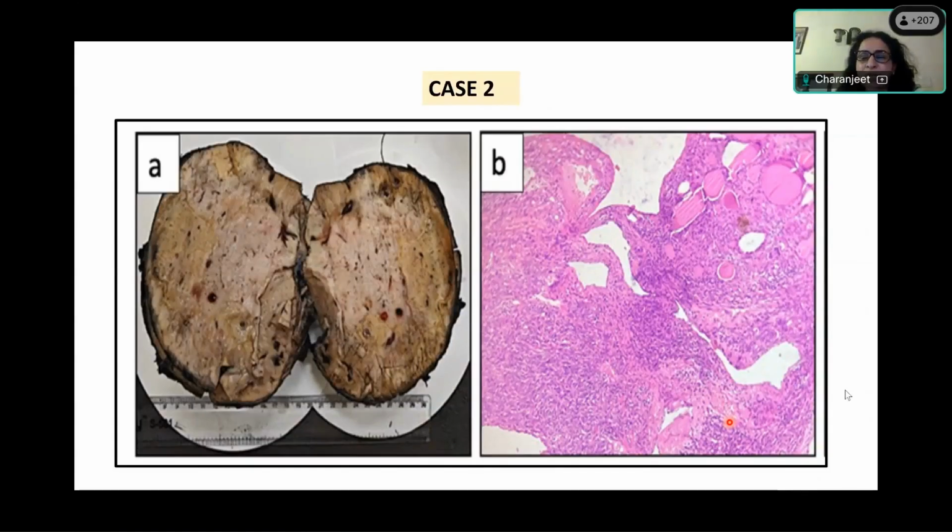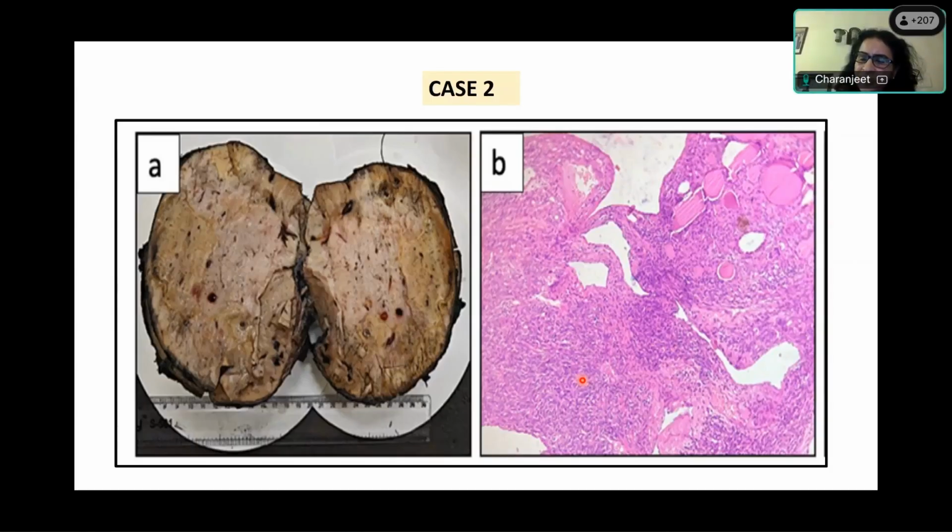And then in picture B, low power view, what are you seeing here? Dr. Bigray, what are these? Ma'am, I think they are colloid. Yes, so these are thyroid follicles filled with colloid. So this is a tumor in the thyroid. These are thyroid follicles, and now this is the tumor. Dr. Bigray, comment on the cellularity of this tumor.